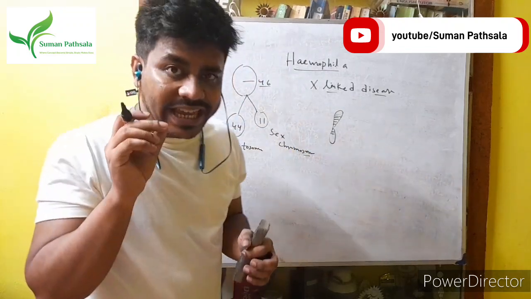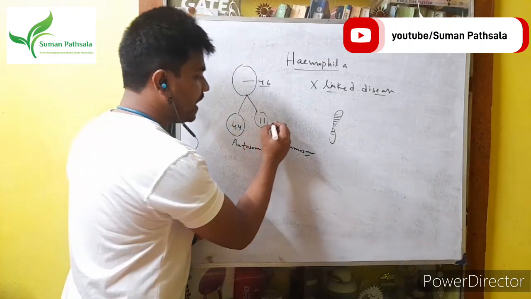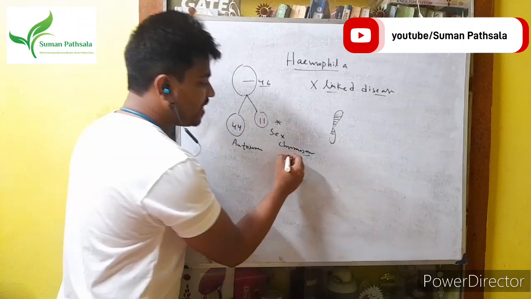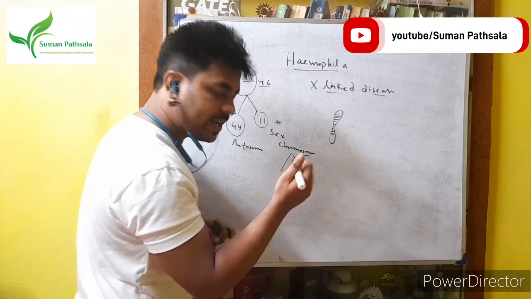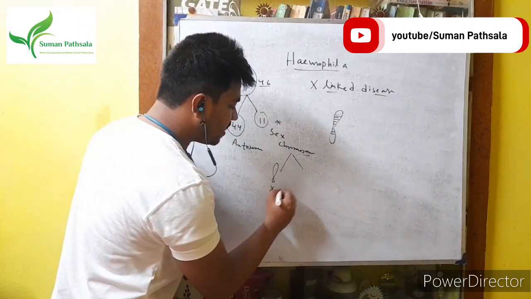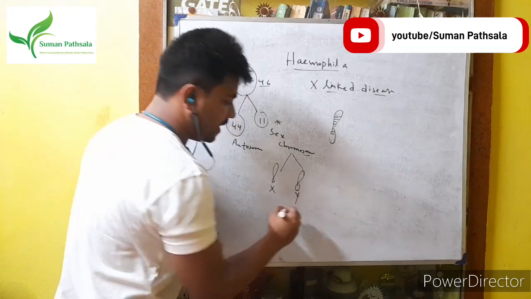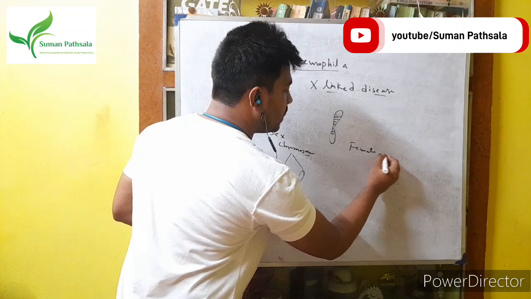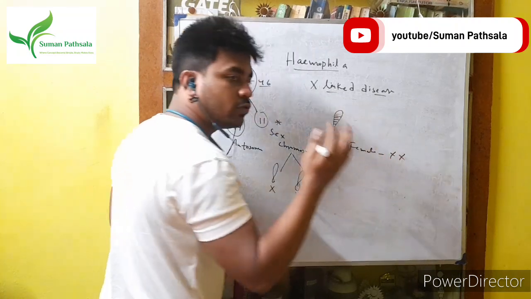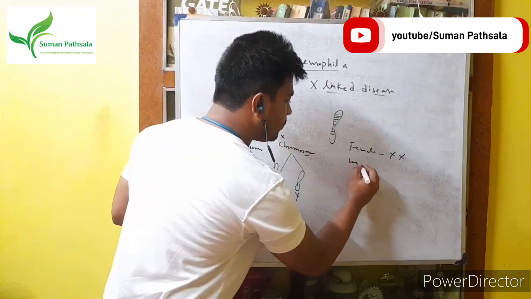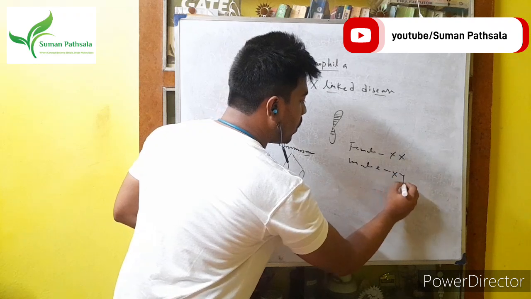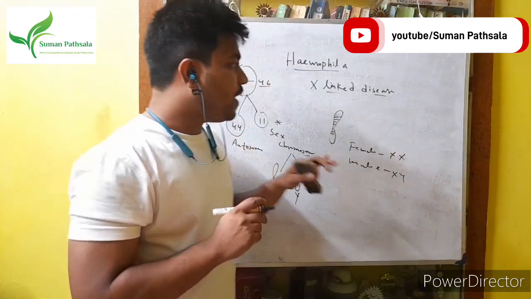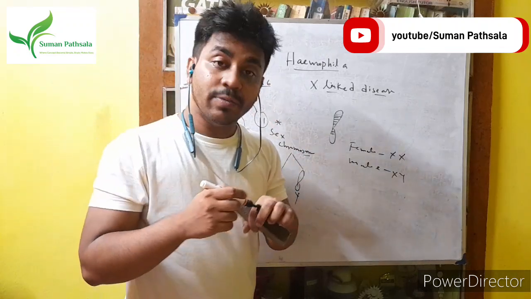So here we talk only about the sex chromosomes. We all know the sex chromosomes are generally of two types: one is X and another one is Y. In case of female, they have two X chromosomes, and in case of male, they have one X chromosome and one Y chromosome. So here we talk about the disease hemophilia.